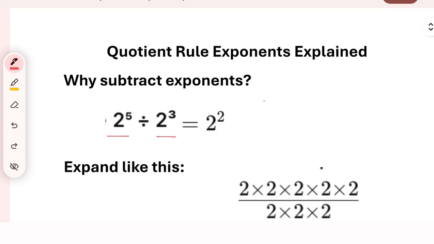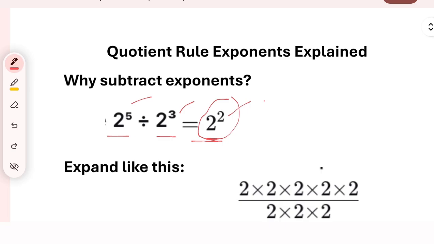Alright, we know that if we have, for example, 2 to the 5 and we divide it with 2 to the 3, so we have the same base. That means their base is 2, right? So it's 2 to the 5th divided by 2 to the 3. The answer is 2 raised to the power of 2. That is because we subtracted 5 minus 3, and that is 2. Then we copy the base 2. So the answer is 2 squared, right?